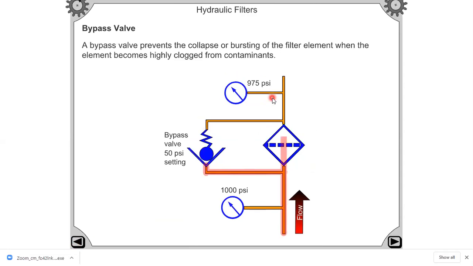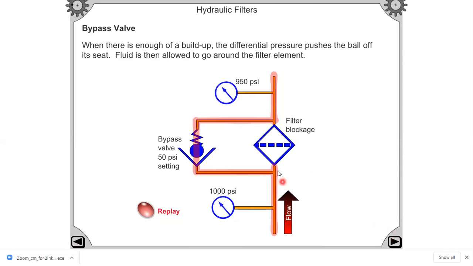So here the pressure was 975 psi. Here the pressure will be passing through this bypass valve. So whatever the pressure is there, you will be getting fully. That is, if it is 100 bar, then at the outlet also you will be getting 100 bar if I am using the bypass valve.